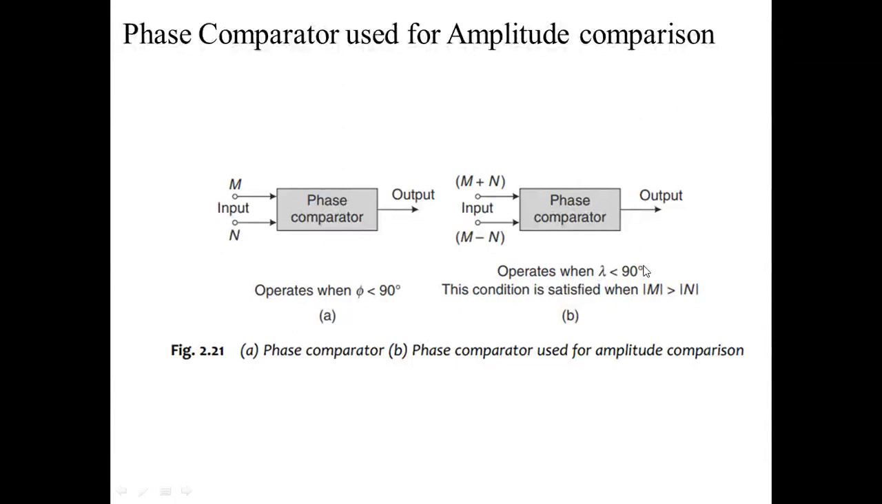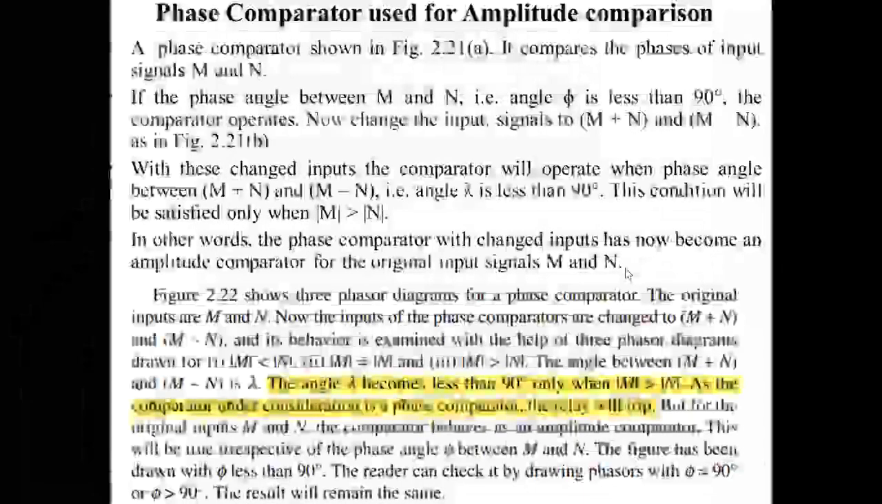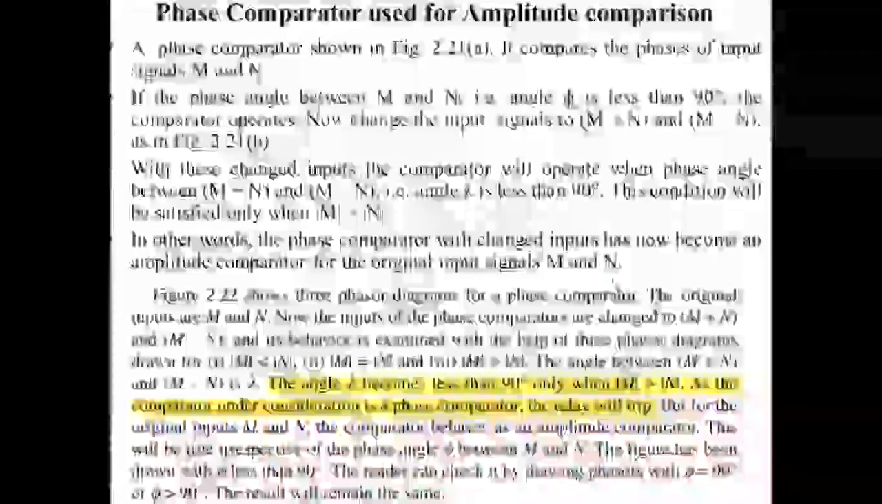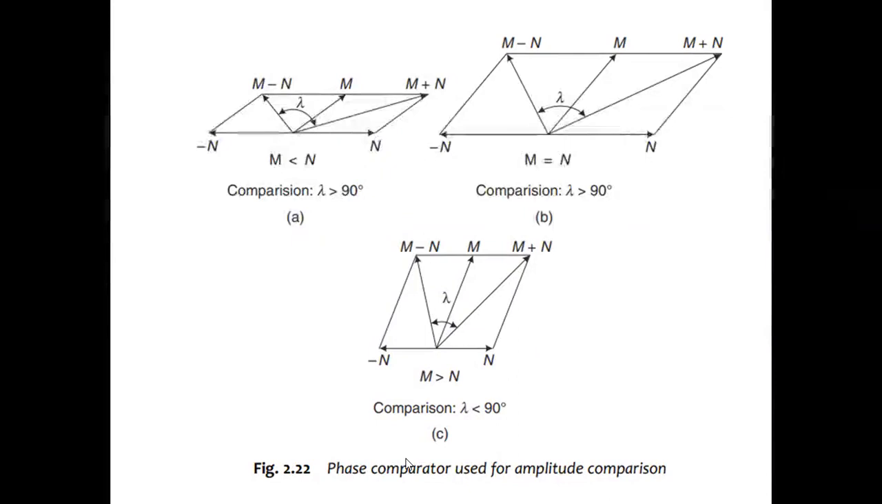In the previous case of the amplitude comparator used for phase comparison, the relay condition is M plus N is greater than M minus N, but phi is less than 90 degrees. In this case, only the letter is different, that is, lambda is less than 90 degrees. Okay, so we also have to discuss it from the phasor diagram. This is your phasor representation of the phase comparator used for amplitude comparison.